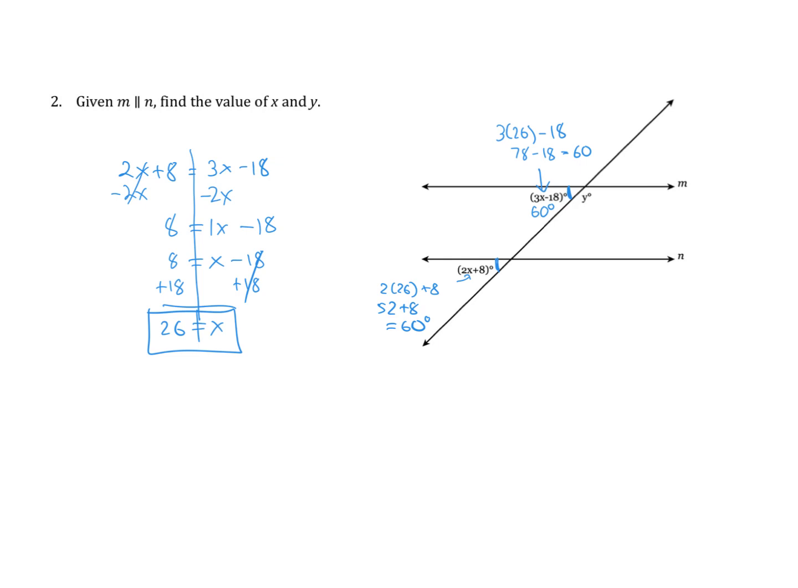Now to find the measure of the angle with the y in it, that angle forms a straight line with this 60-degree angle, so they would add to 180. So I can do 180 minus 60 is 120. So this must be a 120-degree angle, meaning y is equal to 120.